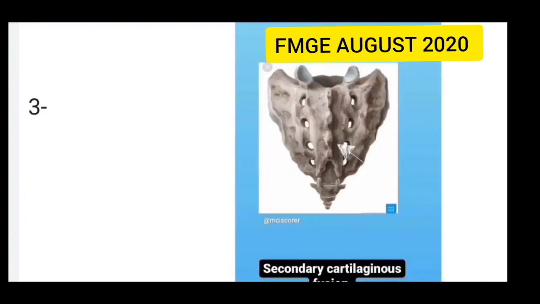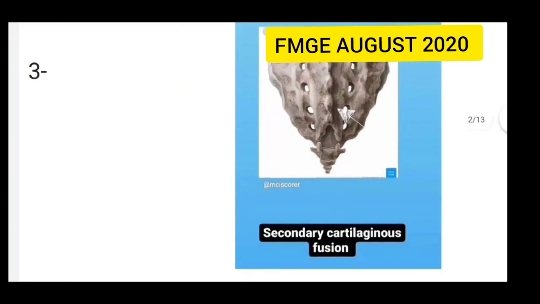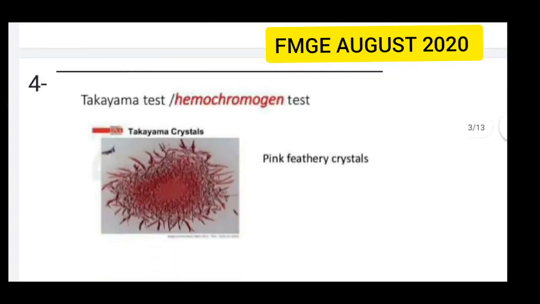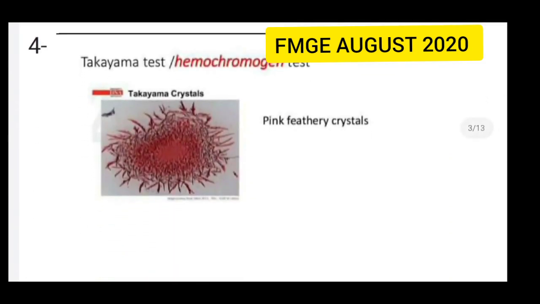Next one, they have given this bone. This is the sacrum bone, and they have asked which structure is the secondary cartilaginous fusion. Next one, they have given these pink feathery crystals. These are the Takayama crystals, and the tests used to detect them are the Takayama test and the hemochromogen test.